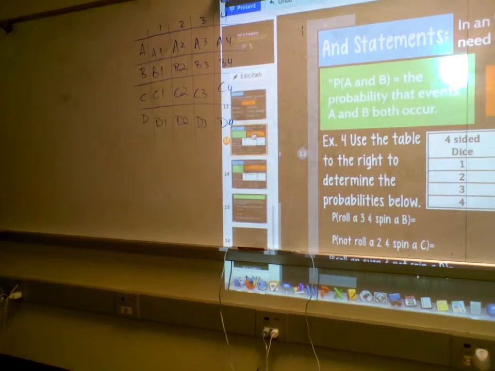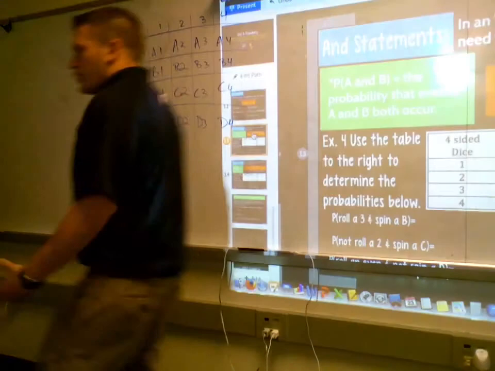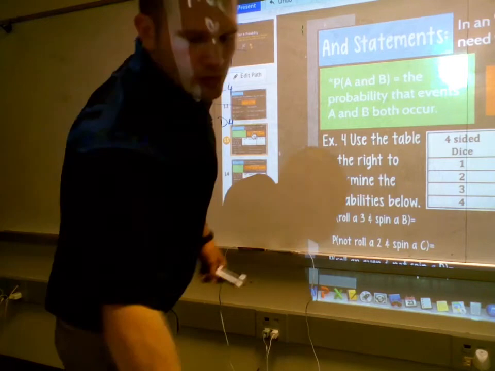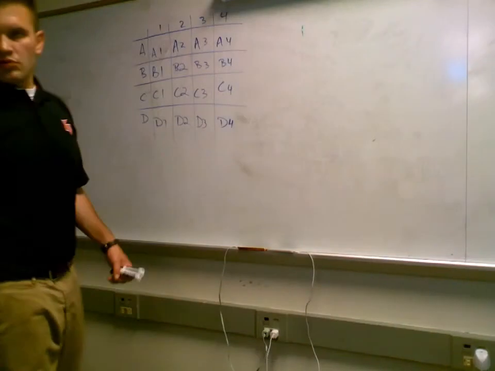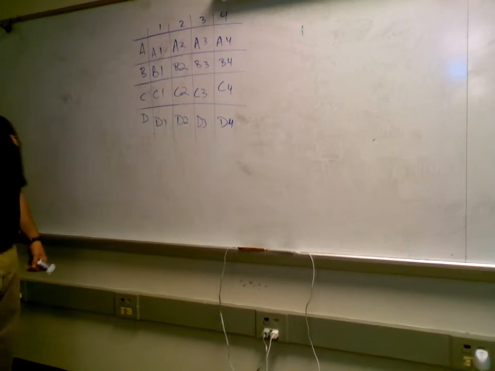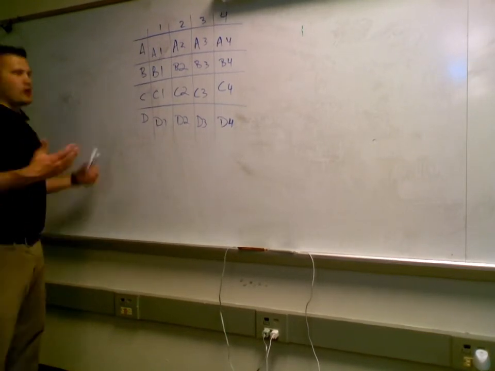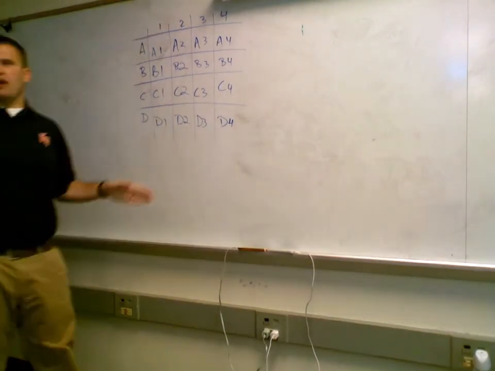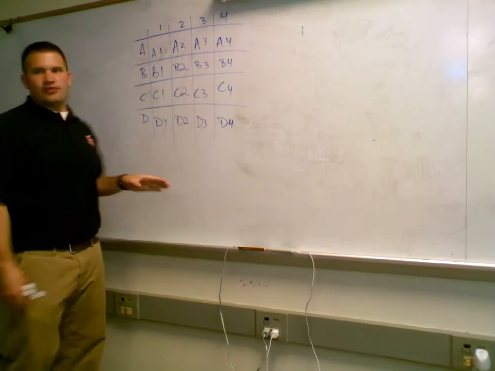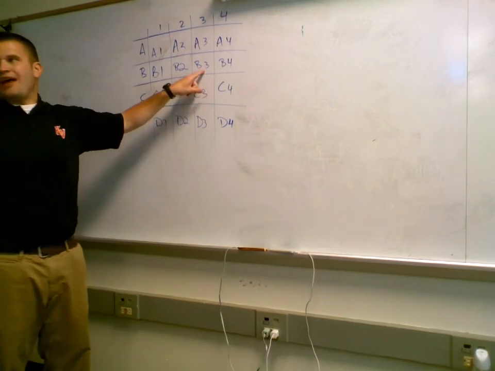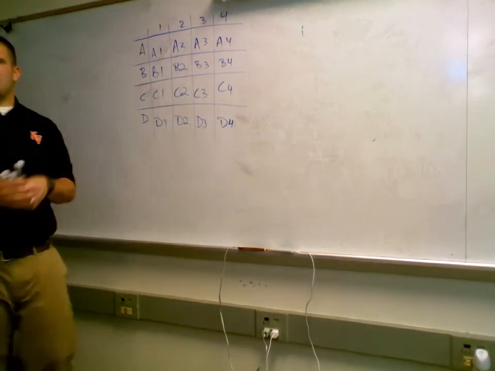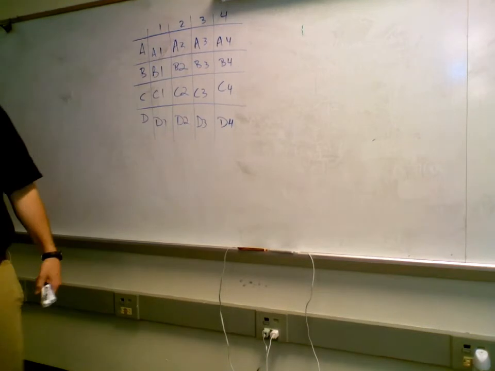So if I wanted to find the probability I roll a 3 and spin a B, what do I look for? Where are they on here? Right there. The B row and the 3 row. How many times do I do both? Once. That's 1 out of 16. In order to get that answer, I had to make the sample space, didn't I? Okay. I'm going to show you a quicker way.